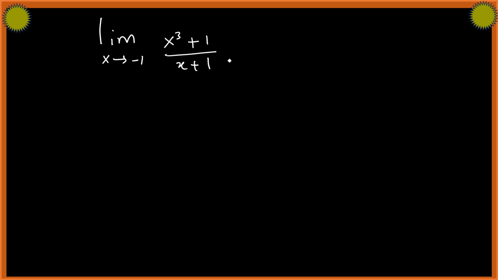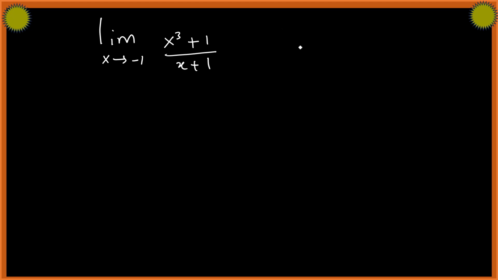All right, let's evaluate this limit. We have the limit of a function, the fraction (x cubed plus 1) over (x plus 1), as x approaches -1. If I plug in -1 here, everything will be undefined, so we need to reduce the expression to its lowest terms.